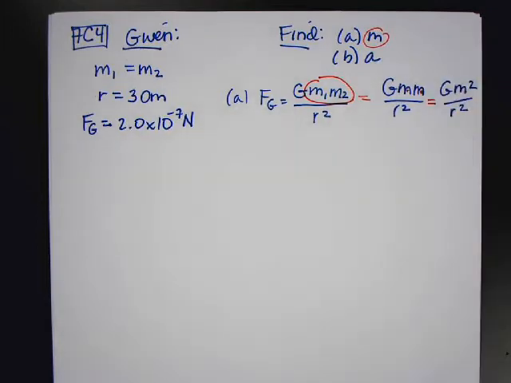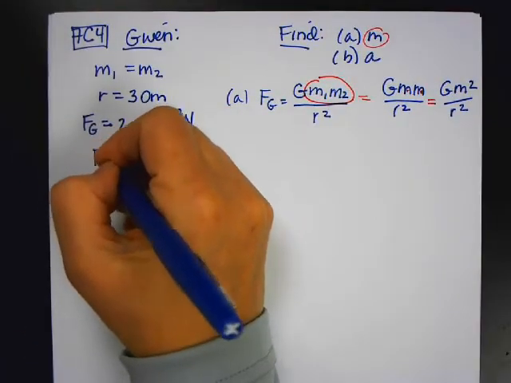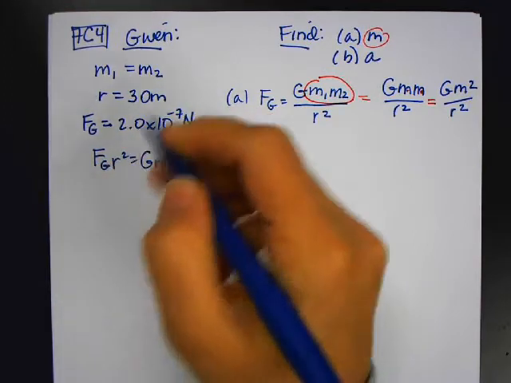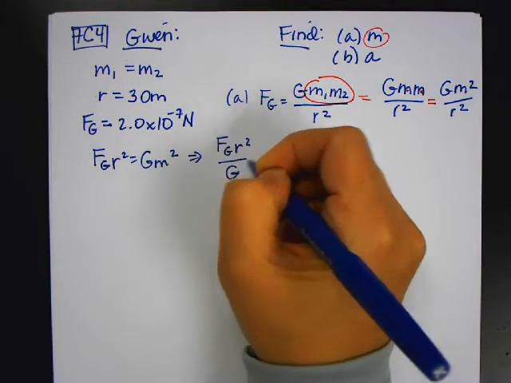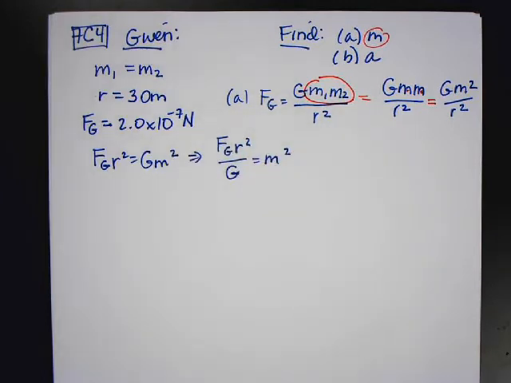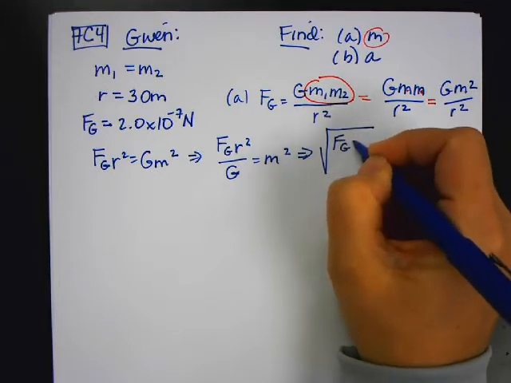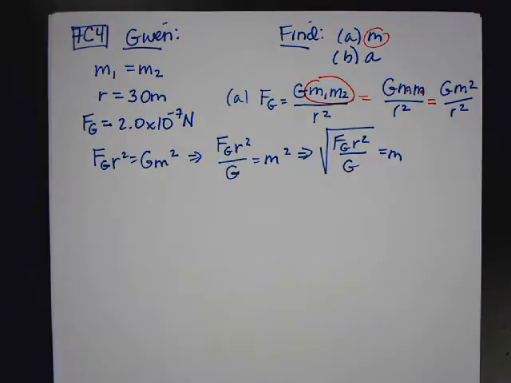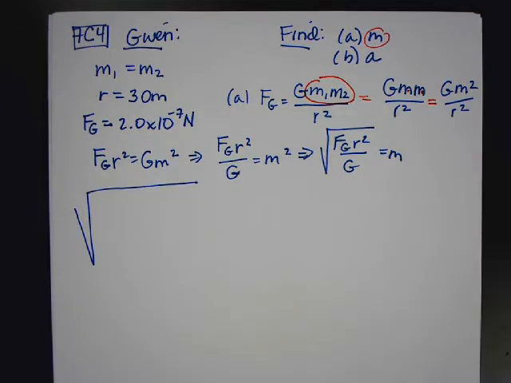So at this point now I'm going to rearrange my equation to solve for the unknown in terms of the known. So I'll multiply both sides by R squared. So F of G R squared is equal to G M squared. I'll divide by big G. So F of G R squared over big G is equal to M squared. And then I'm going to take the square root of both sides. So I'm just doing my intermediate algebra steps so I don't make a mistake. And then again, I'm going to check my work before I get my final answer. So now I'm going to substitute in my values.